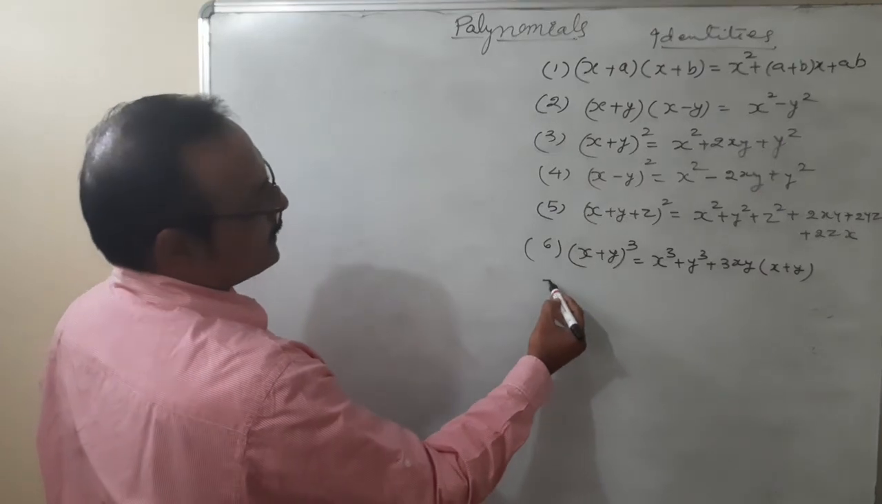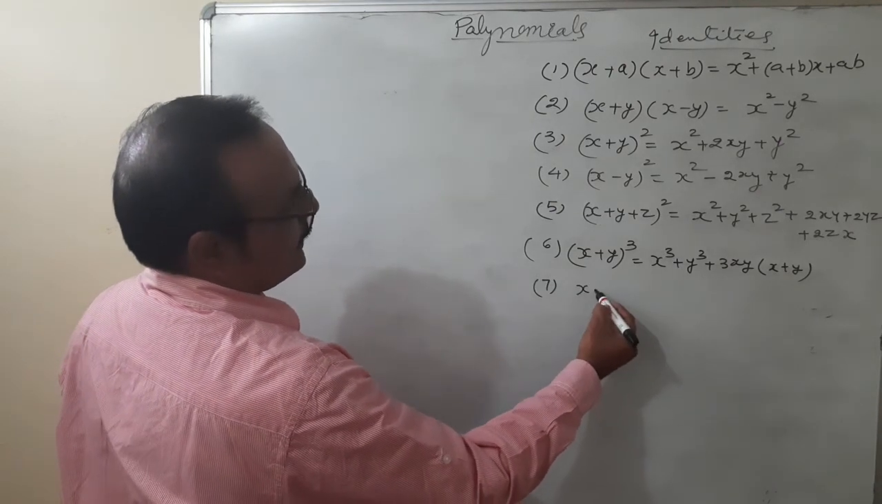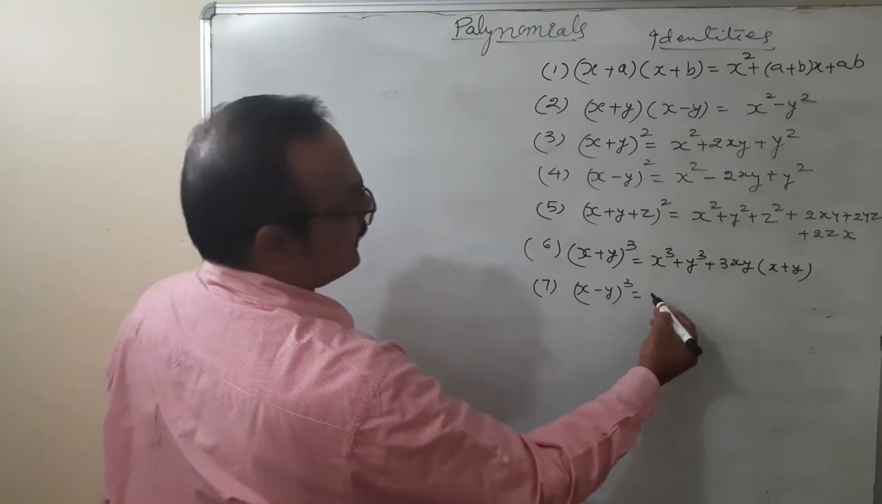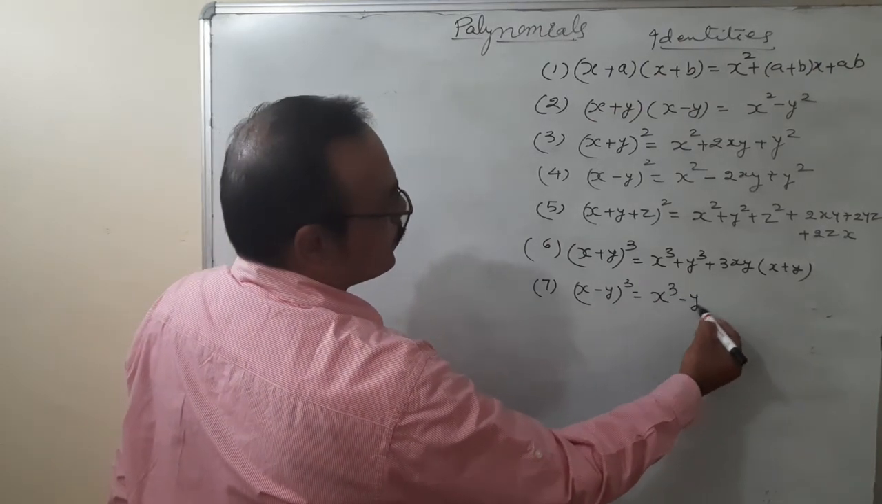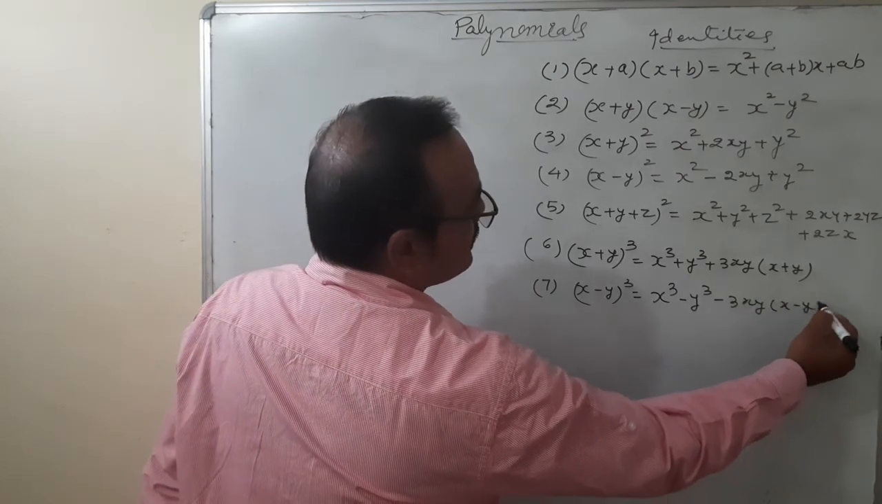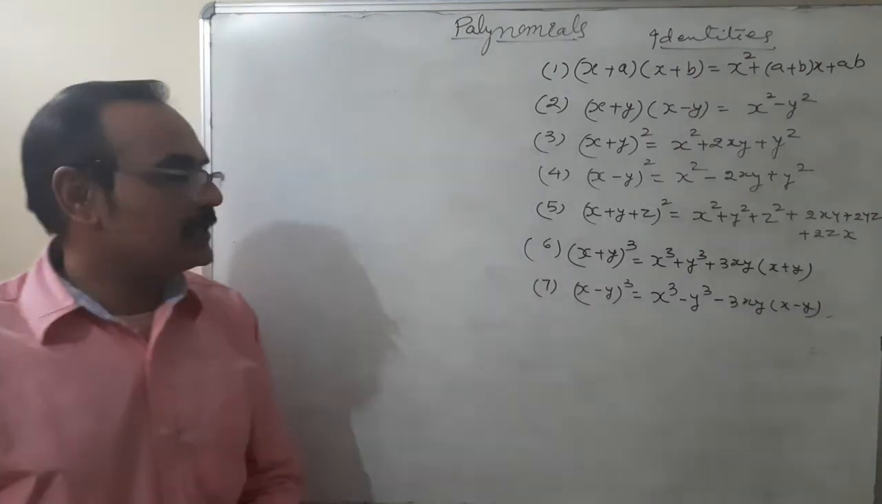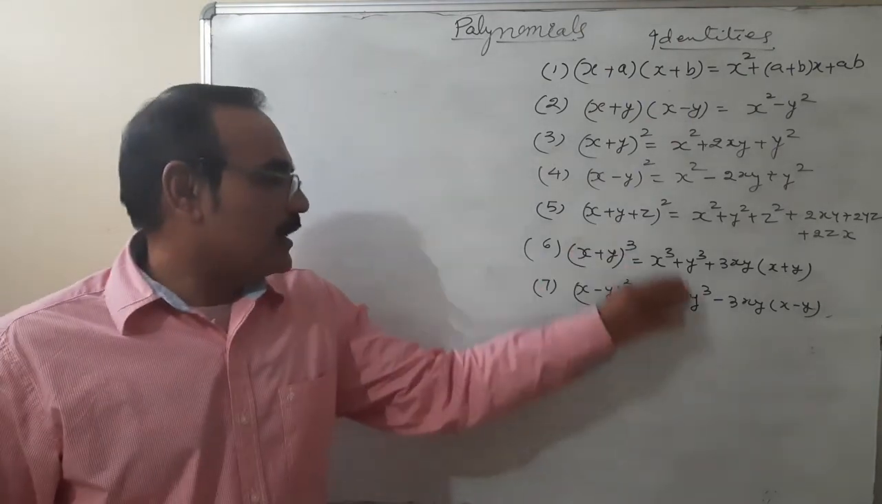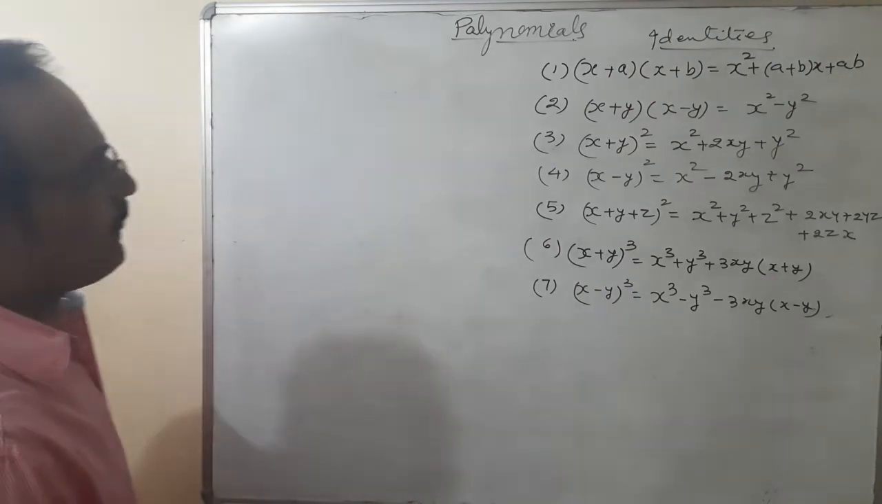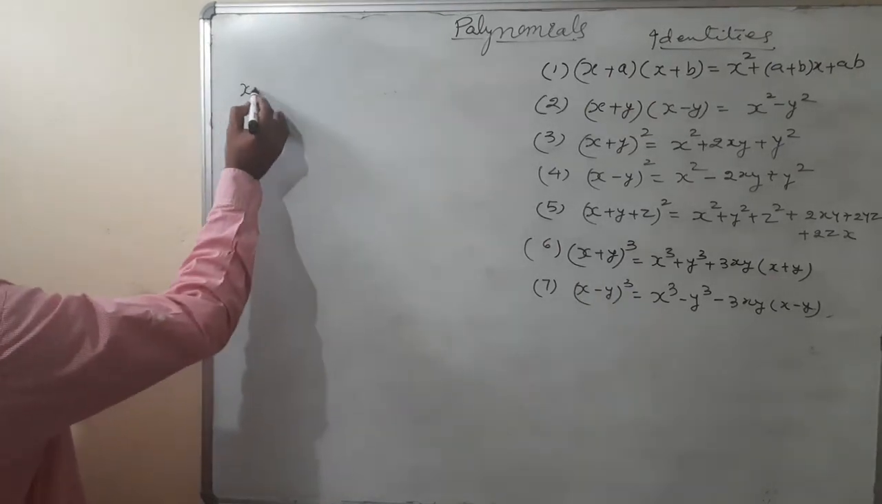And the 7th one is with the minus sign. X minus y whole cube, which is x cube minus y cube minus 3xy in bracket x minus y. This is identity number 7. So I am proving one of them. Suppose I am taking x plus y whole cube.